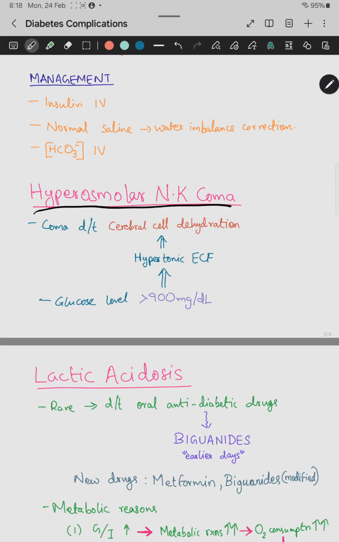So here the coma is not due to the ketone bodies accumulation, it's due to the increased hypertonicity in the extracellular fluid, and it is independent of the ketone body production. So glucose level is very high, greater than 900 milligram per deciliter, and that causes hypertonicity around the cerebral cells, and that causes dehydration from the cerebral cell, and it causes coma. So that is the reason for coma in hyperosmolar non-ketotic coma.